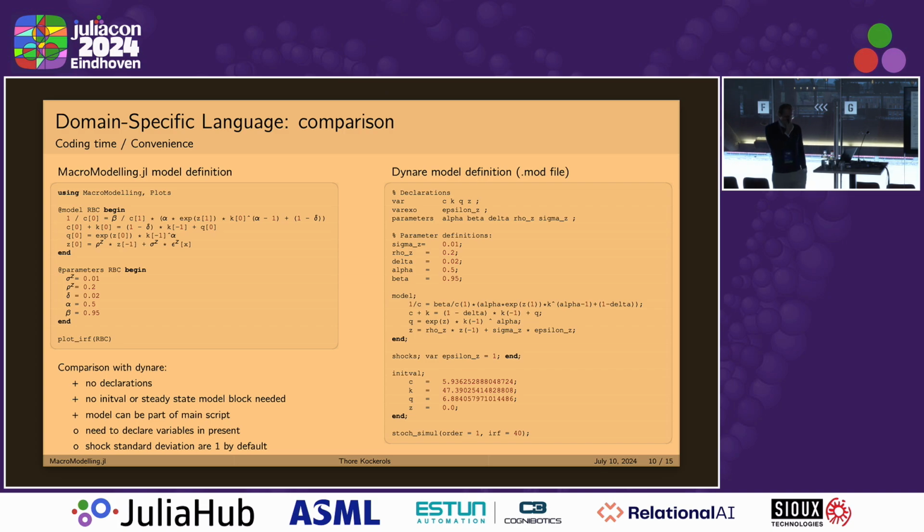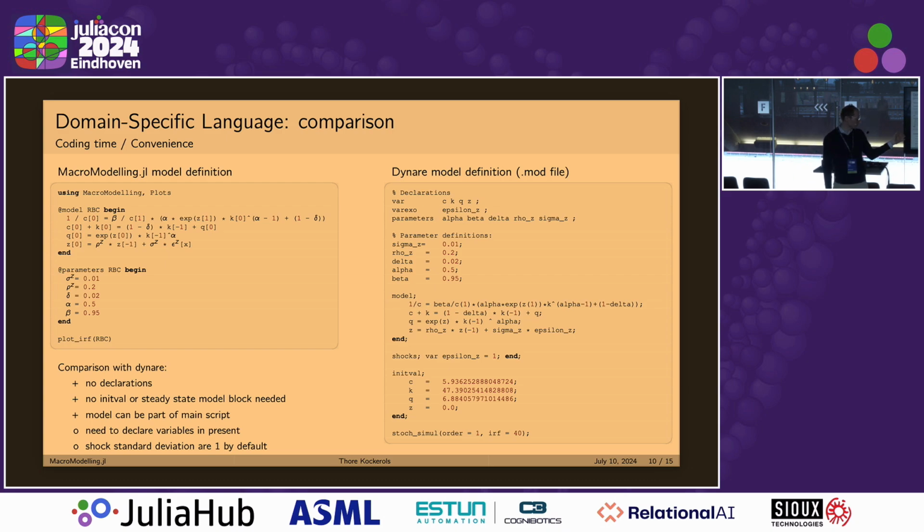So how does it compare? This is just to say, compared to the industry standard, where do we stand here? Here's the model definition on the left. I would write it down in MacroModelling. The industry standard, usually Dynare, works like this: first you have to define the variables, so you have to declare them, which doesn't happen on the left. Then you write the parameter definitions and the model equations, which are the same, minus the nice syntax with the alphas and betas and so on.